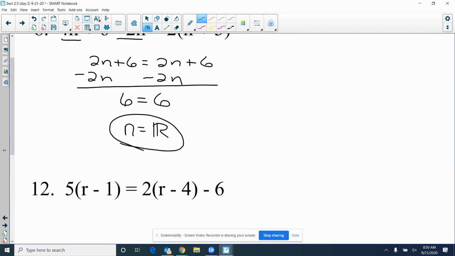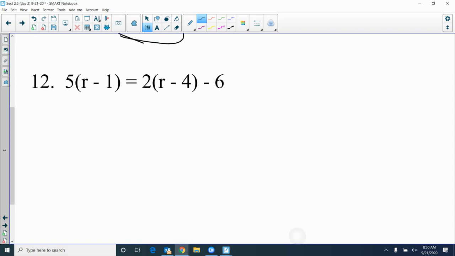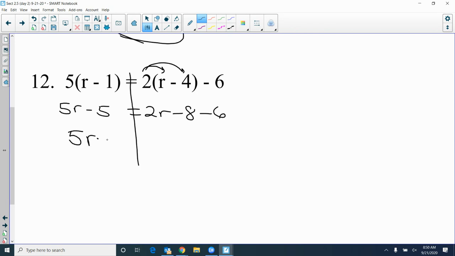Now I think 12 is also missed. A few people missed 12, but just take a look here. Distribute the 5, and you get 5r minus 5. Distribute the 2, and I get 2r minus 8 minus 6. So keep this as 5r minus 5. Negative 8 minus 6 is minus 14. A lot of you want to do 8 minus 6 and put down 2. Remember, that negative goes with the 8.